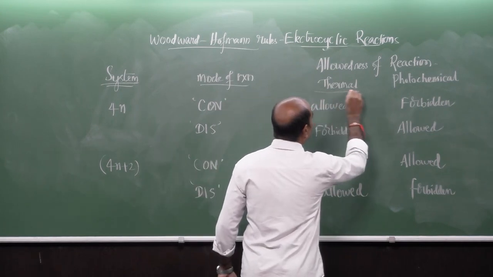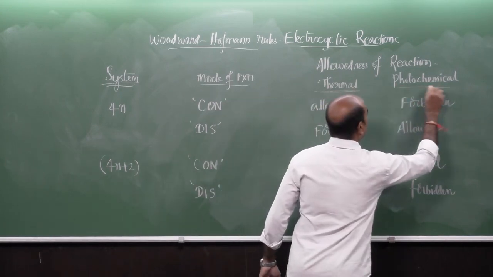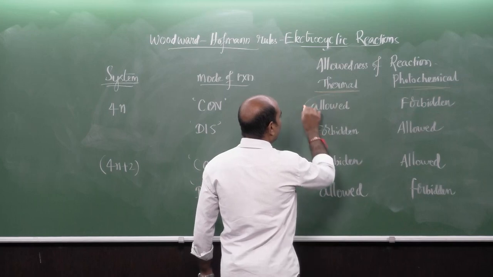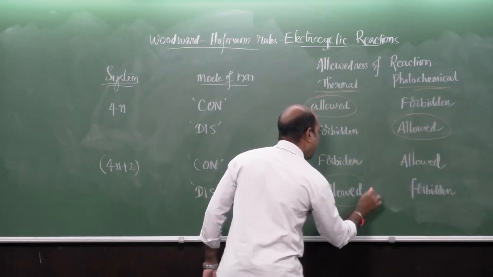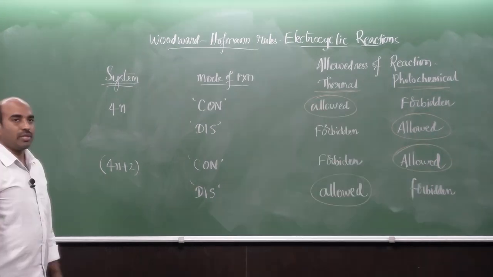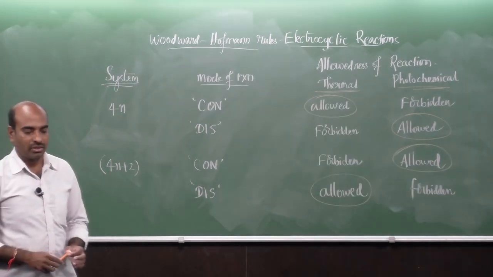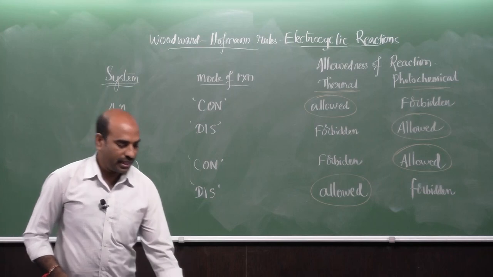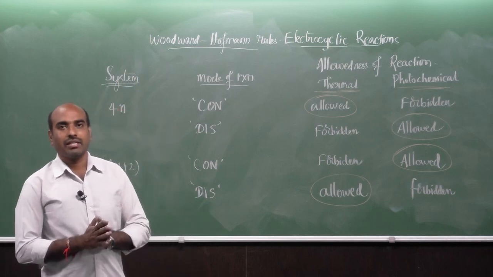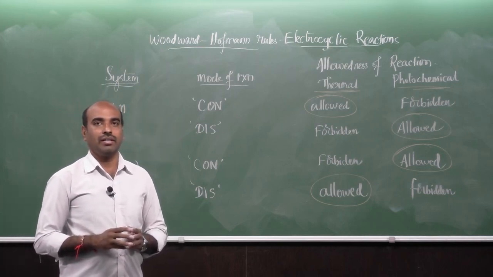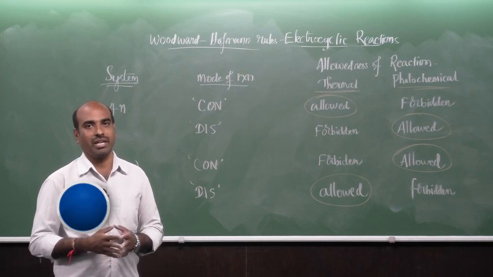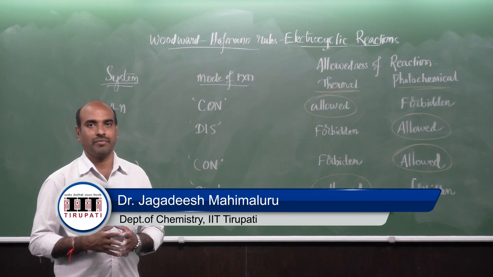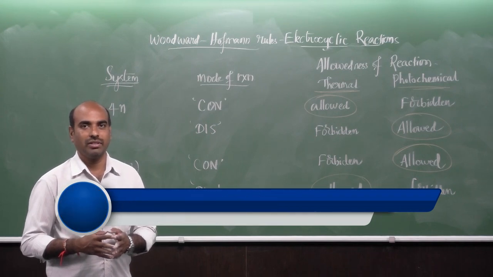See, for thermal condition and photochemical condition, you just see where all it is allowed. So, this gives us the complete picture of the electrocyclic reactions, right. So, in the next class, we will see solving a number of examples for electrocyclic reactions, okay. So, hope you have understood. Thank you.